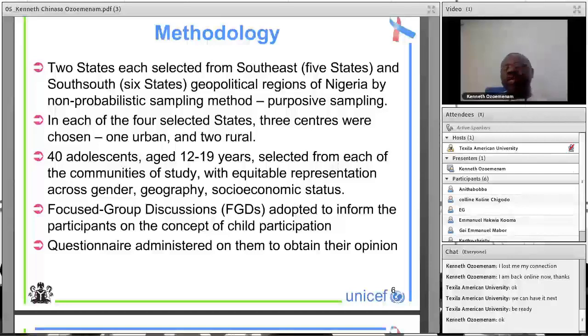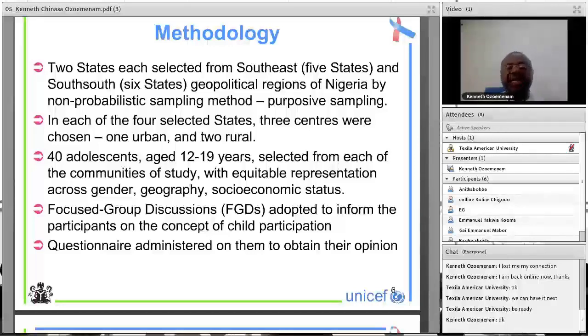These were selected from communities of study with equitable representation across issues of gender, geography, and socioeconomic status. Then we went to the field and we had focus group discussions first, and got the children in a plenary and let them understand what child participation is about, the concept of child participation, and then the strategy of involving children in development programming through child participation as a strategy.